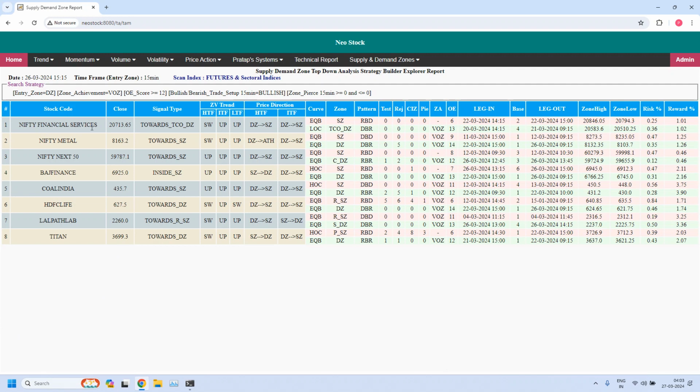Nifty Financial Services is also displayed again. We already analyzed this stock in our last video. The same analysis holds good, but check, because targets might have changed. Who knows? In today's data, a new 15-minute zone might have created a new supply zone, so your target would have changed. So are you getting enough RR or not?